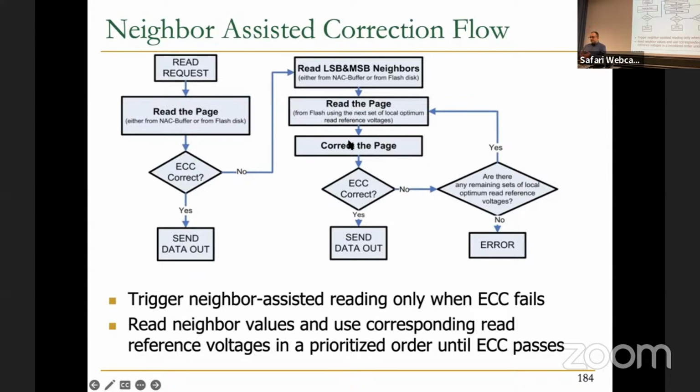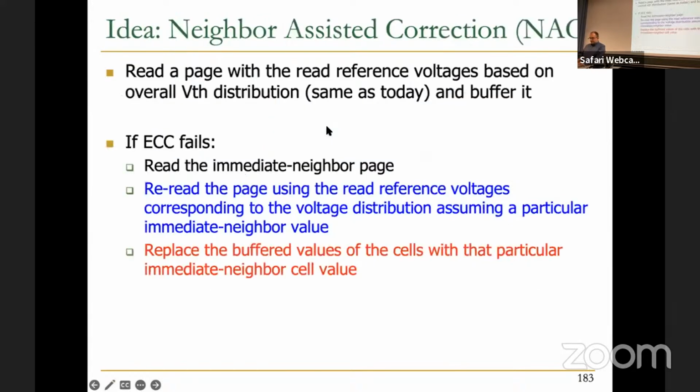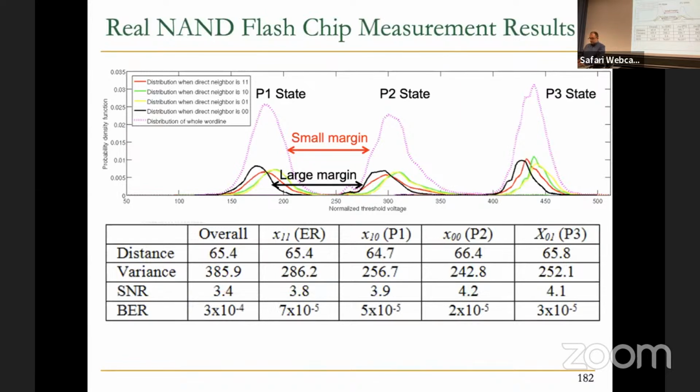So you have a set of read reference voltages, right? Assuming the value of your neighboring cells. And then you use that, and hopefully you can correct the page. If ECC is correct, then you're done. If not, you can continue using other local optimum voltages. Like we had different reference voltages here, right? Depending on the neighboring values. If it's 1, 1, we have one reference voltage. If it's 1, 0, another, 0, 0, another, and 0, 1, another. So you can apply all these reference voltages as much as needed.